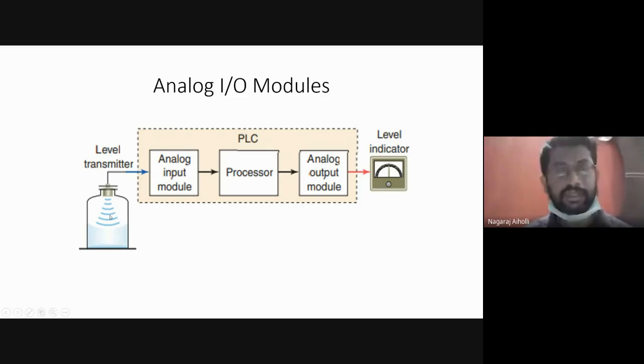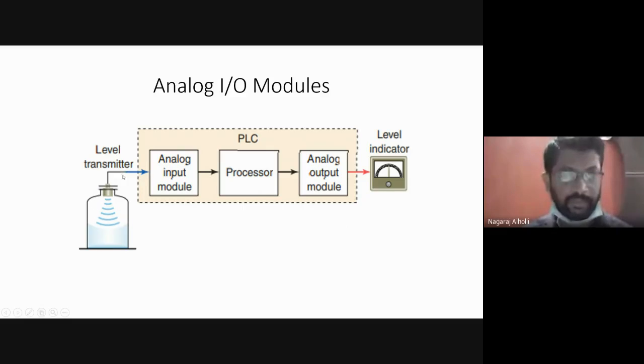Now if you want to measure the level of the liquid in this storage or in this tank, then that is first sensed by this level transmitter. Here you can see this portion. This is called a level transmitter, which will convert the level of the liquid in the tank into a suitable electrical signal. That electrical signal, the current or the voltage, will be applied to the analog input module after amplifying. After amplifying means, say the liquid level in the tank is at 5 centimeters.